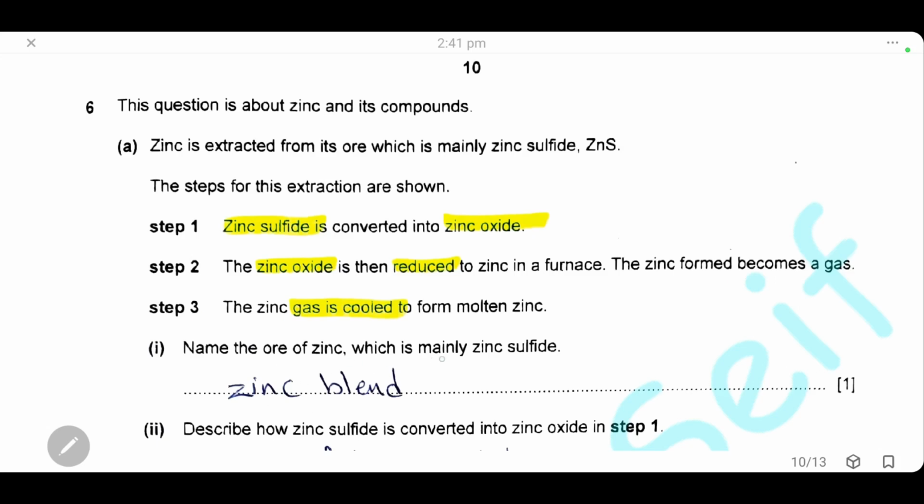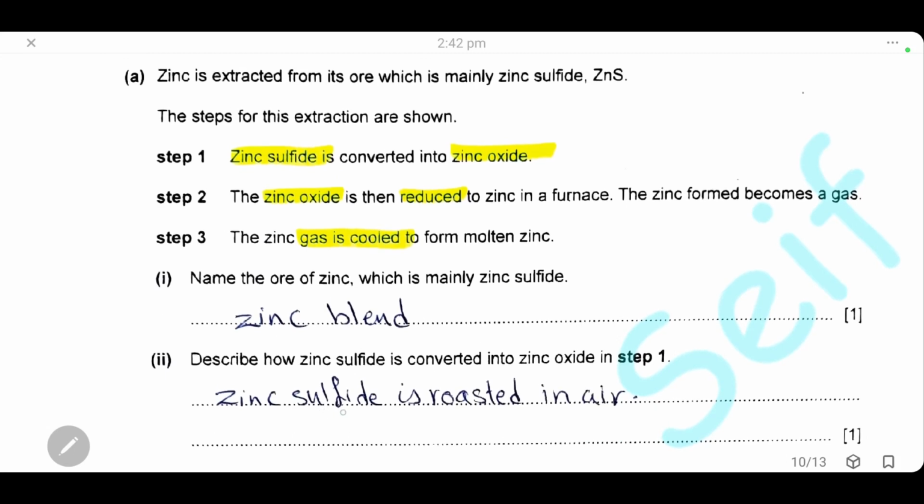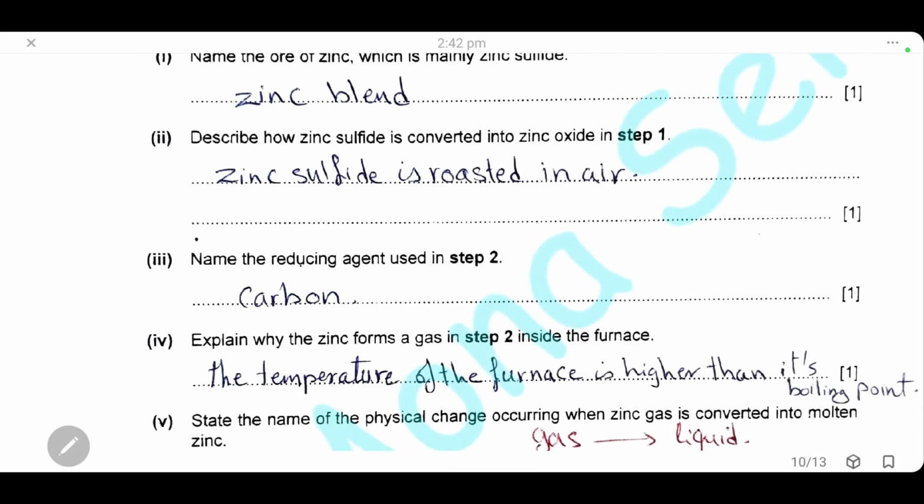Name the ore of zinc, which is mainly zinc sulfide. Zinc sulfide is called zinc blende. So the name of the ore is zinc blende. Describe how zinc sulfide is converted into zinc oxide. In step 1, zinc sulfide reacts with oxygen, or is heated in oxygen, or we can say zinc sulfide is roasted in air or heated in air to convert into zinc oxide.